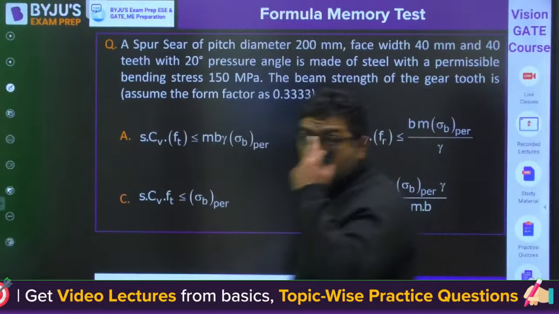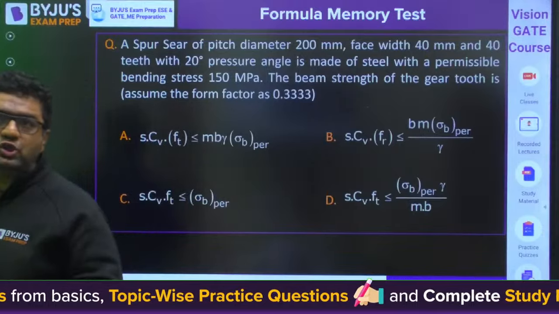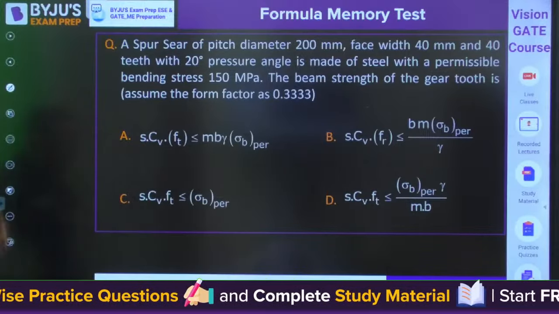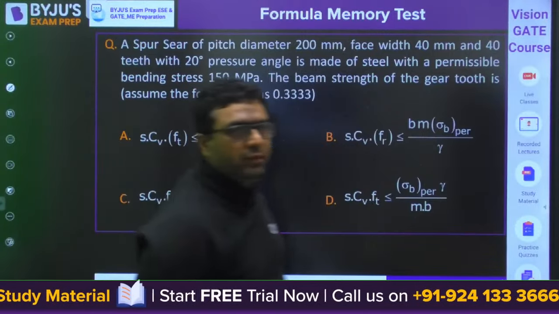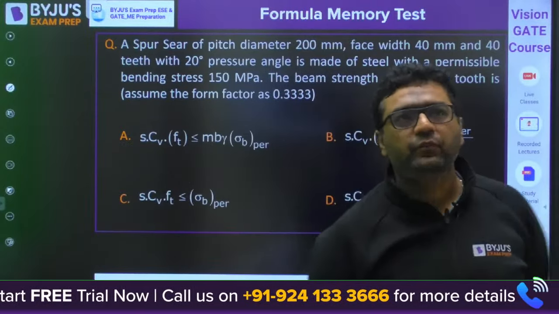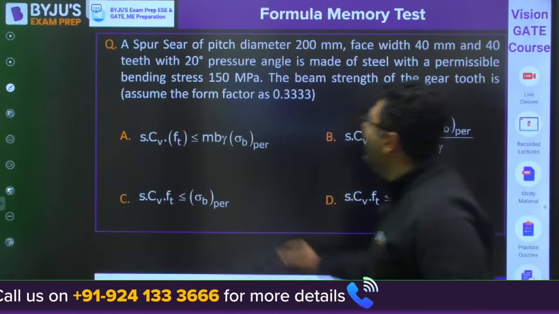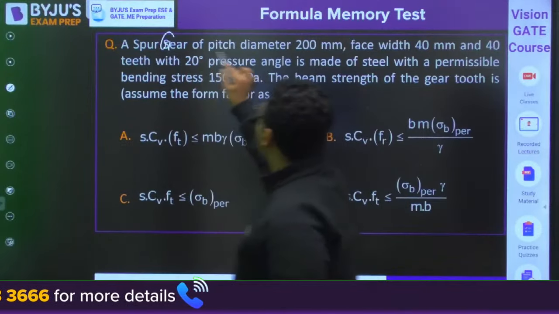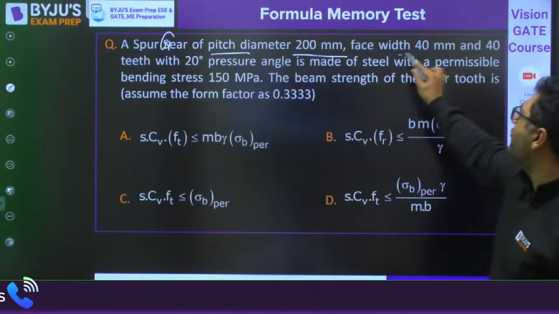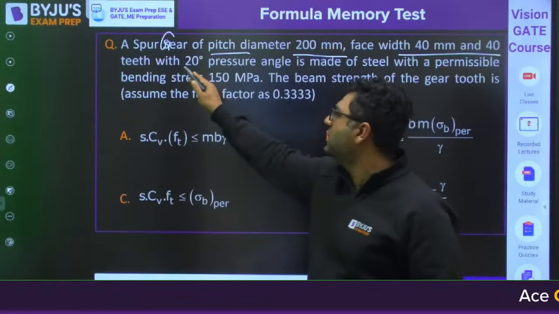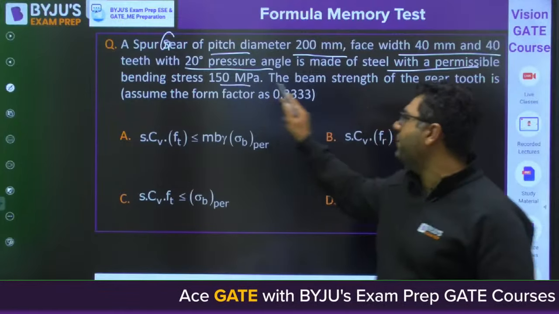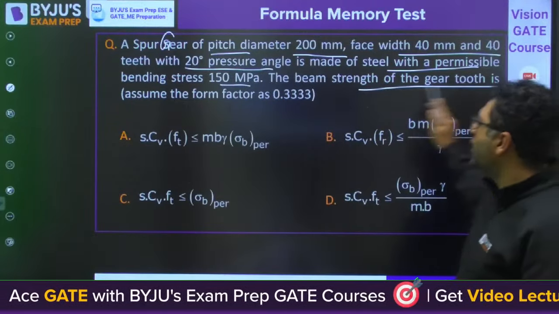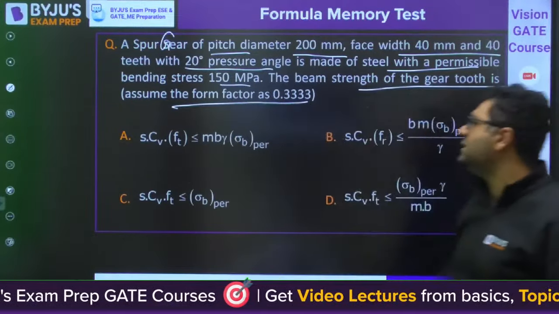This is the gears. The next question is from the gears. I feel this is the second last question. A spur gear of pitch diameter 200 mm, face width 40 mm, 40 teeth, 20-degree pressure angle is made of steel, permissible stress 150 MPa. The beam strength of the gear tooth, assume the form factor is this.